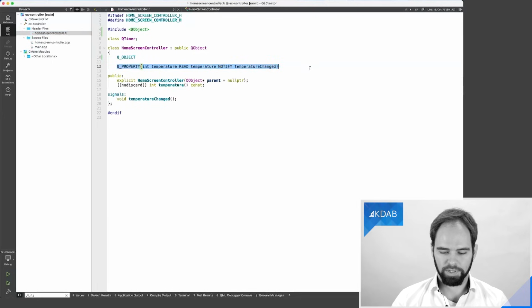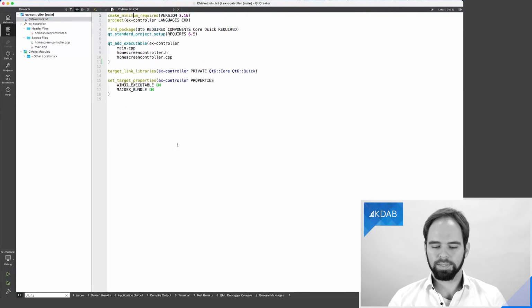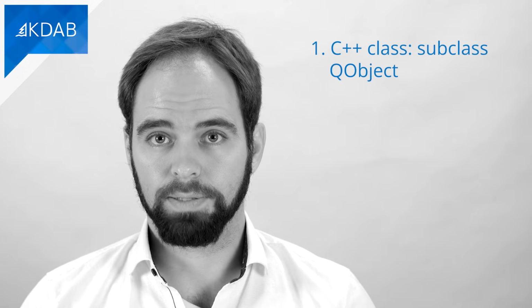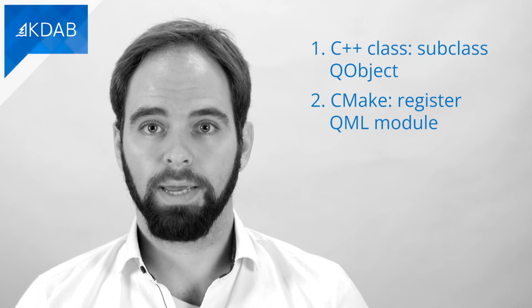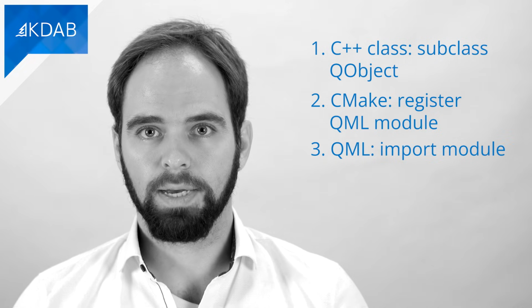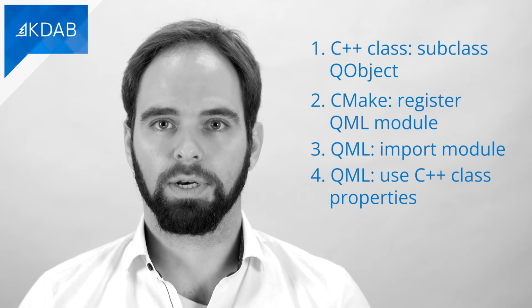It has one property that you just saw QML is going to use. And finally, we have the CMake code, which is currently only setting up the C++ pieces, and we will in a moment add the QML module to it. We are going to add the QML module in 4 steps. The first step is that we modify the C++ class. Then in the second step, we register a module in CMake. Third, we import this module on the QML side. And finally, in the fourth step, in QML, we use the properties of our class.